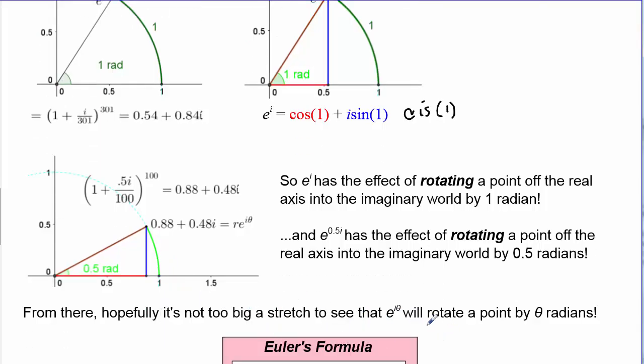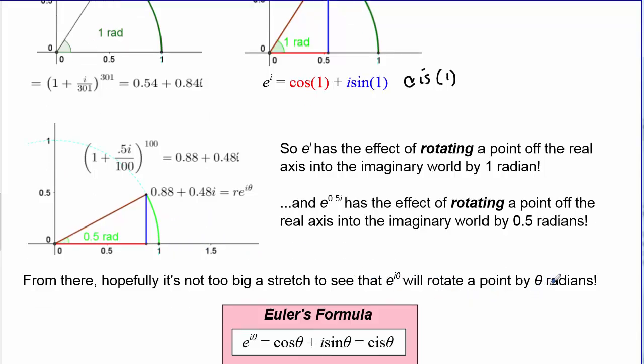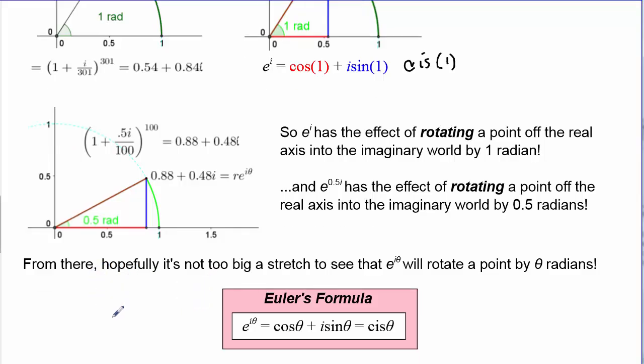If we take e^(iθ), what we're doing is rotating a number from the real axis into the imaginary plane by an angle of theta radians. So e^(iθ) is just cis θ. And this leads us to a couple of really beautiful results, of course.